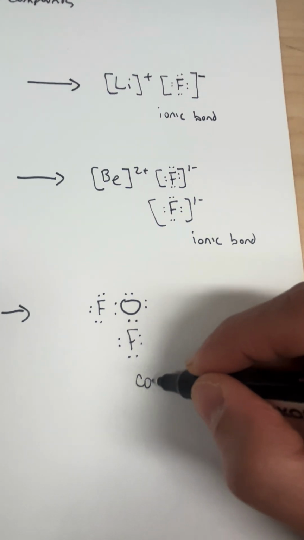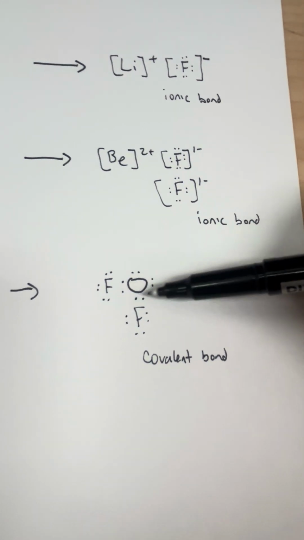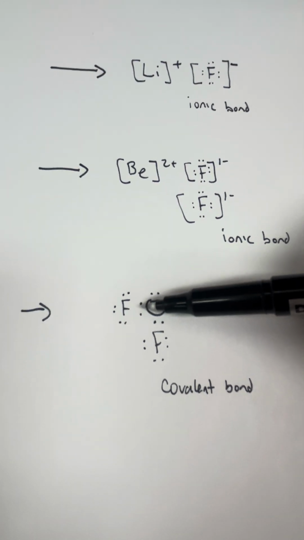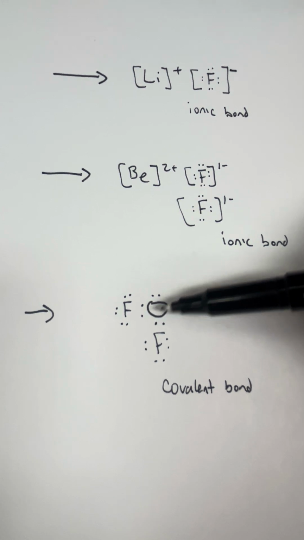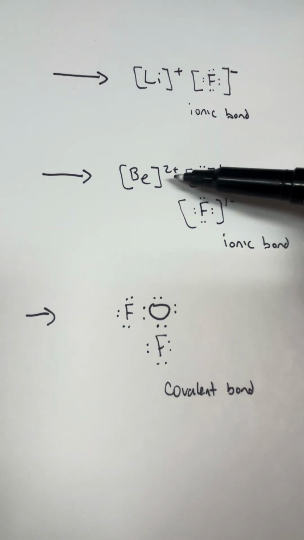This is a covalent compound because there's the sharing of electrons. These bonds, while keeping these tied close together, are not as strong as these positive-negative bonds.